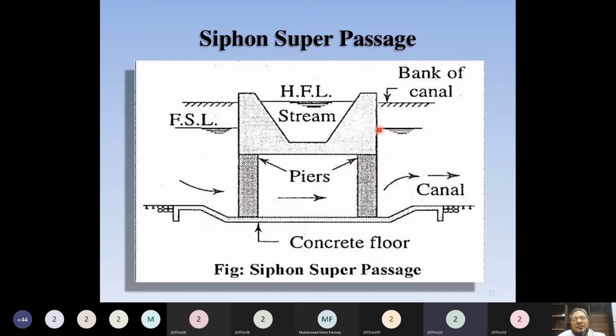लॉसेस हो रहे होंगे कहीं से। Yes, due to head losses. Though these head losses would be very minor, but there would be a slight decrease in the full supply level here. Okay, तो क्यों जी अब समझ आ गई साइफन सुपर पैसेज की? कैनाल हम क्रॉस कर रहे हैं below the stream in such a way that the stream bed level is lower than the full supply level of the canal, and then the water flows under siphonic action under the stream.